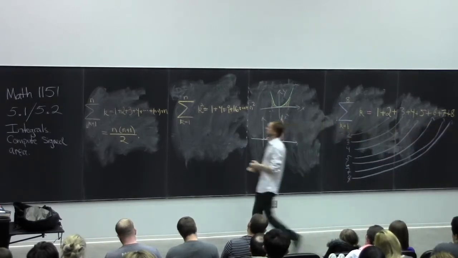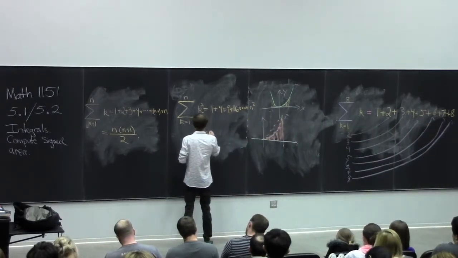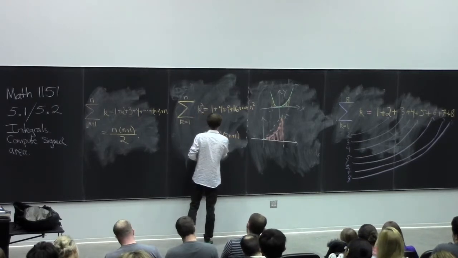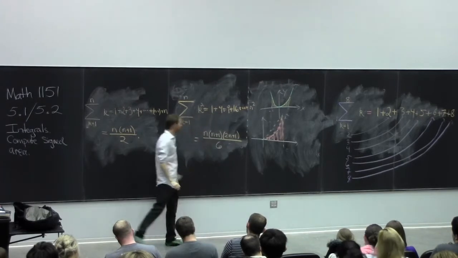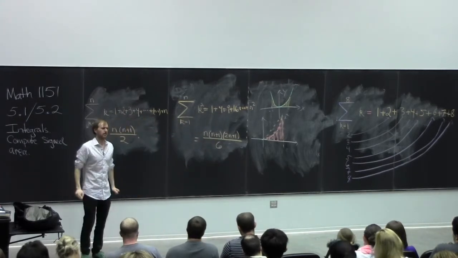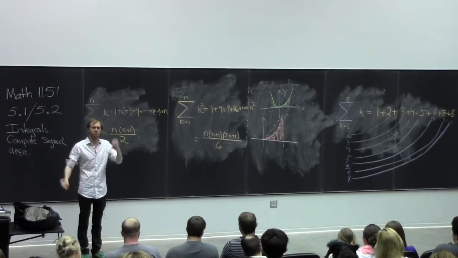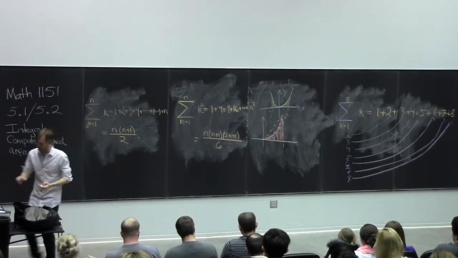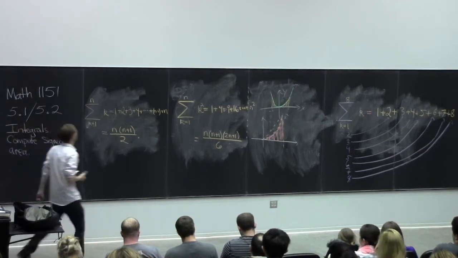This thing's equal to n times n plus 1 times 2n plus 1 over 6. Well, at least I say it is. How should we check? Let's check it with at least one example.